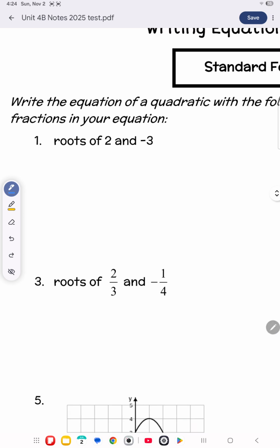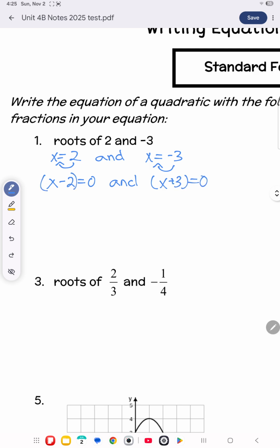All right, so if I tell you that the roots of a quadratic are 2 and -3, what that means is that if I set my factors equal to 0 and solve, I would have x equals 2 and x equals -3. Right? Turning those back into factors, I'm going to move my constants over, so I have something equal to 0. So this is going to give me x minus 2 equals 0, and x plus 3 equals 0. All right? Well, that looks an awful lot like factors.